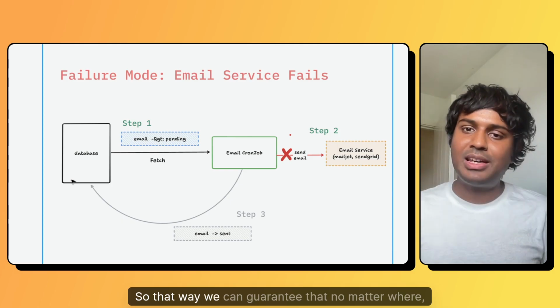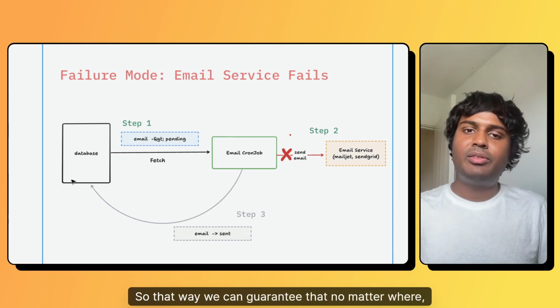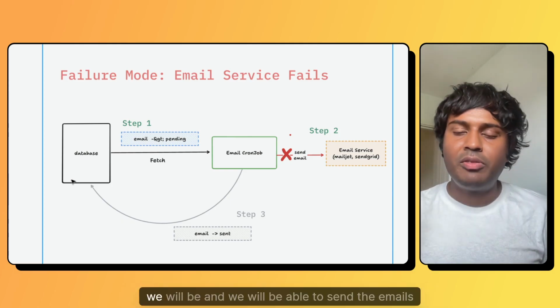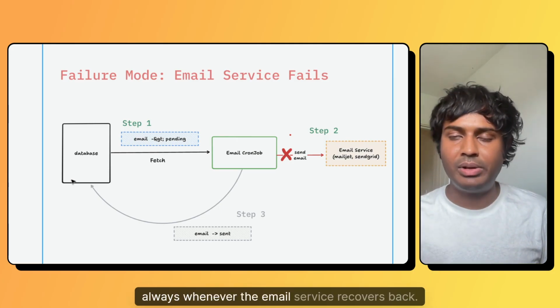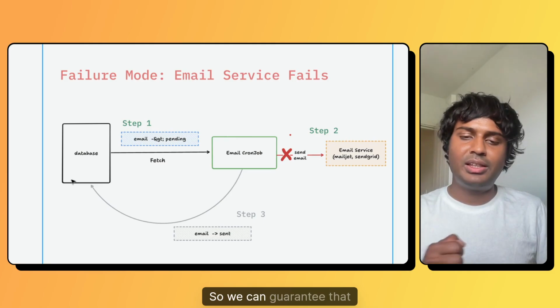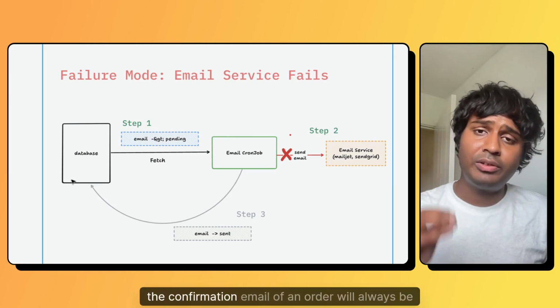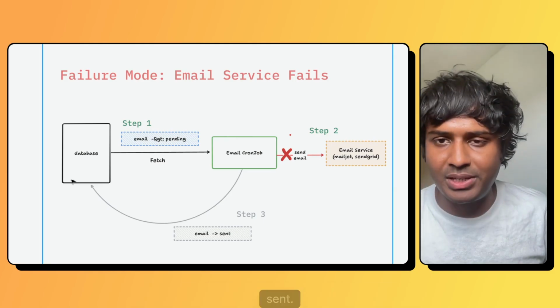So that way we can guarantee that no matter whenever the email service fails, we will be able to send the emails whenever the email service recovers. So we can guarantee that the confirmation email of an order will always be sent, right?